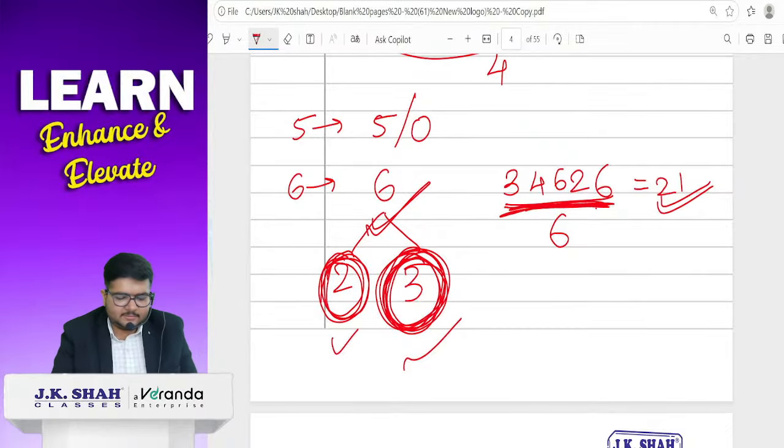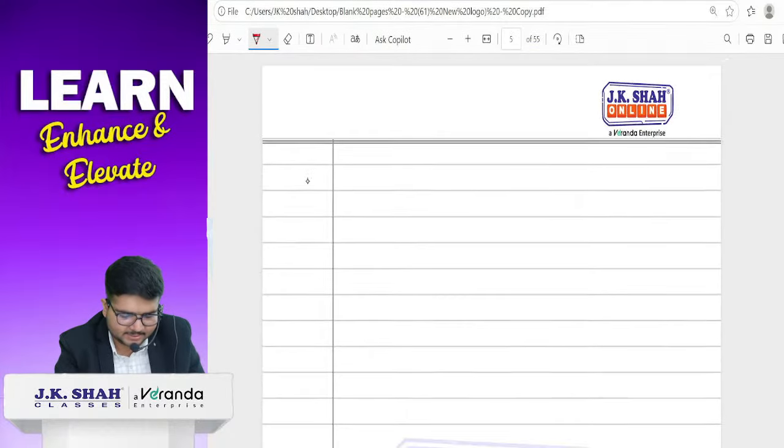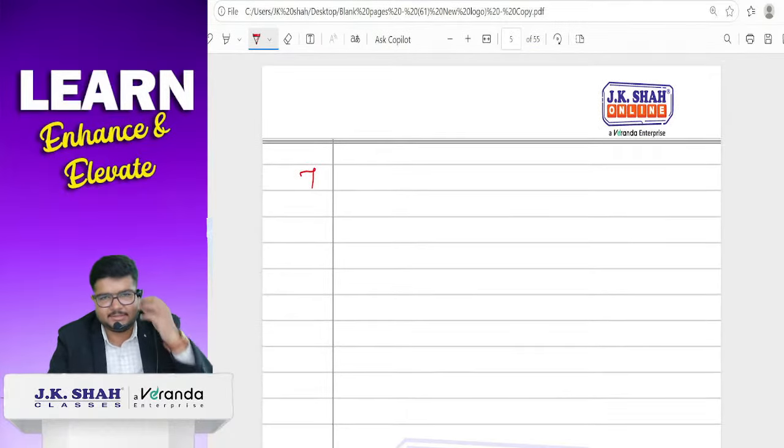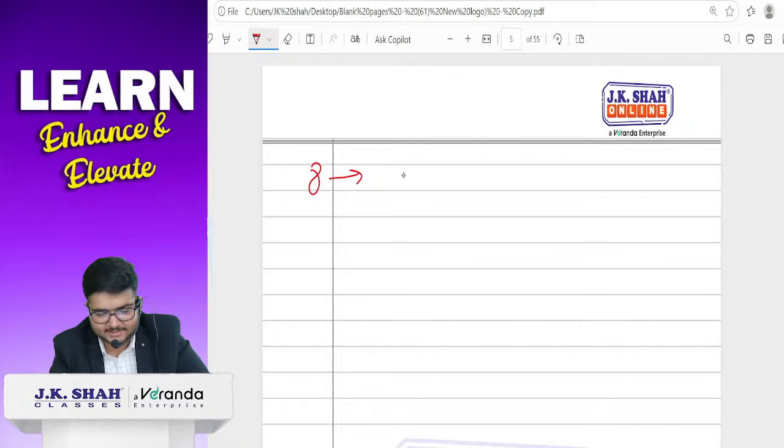Let us move forward. What is the divisibility of 7? So I'll teach you divisibility of 7, but after some time, right? First we will move forward to 8 ka divisibility rule. What is the divisibility rule of 8?